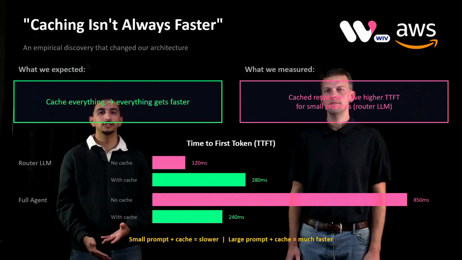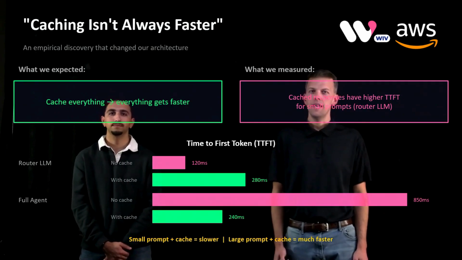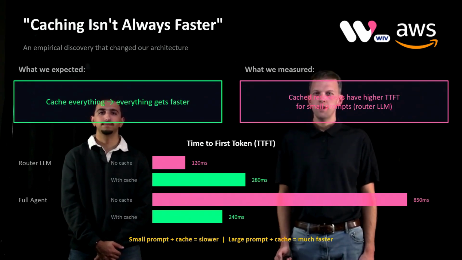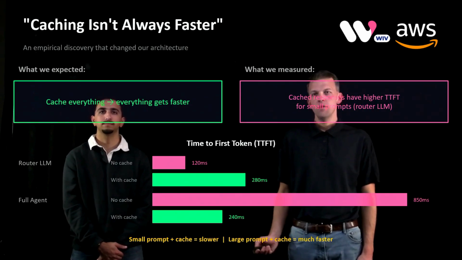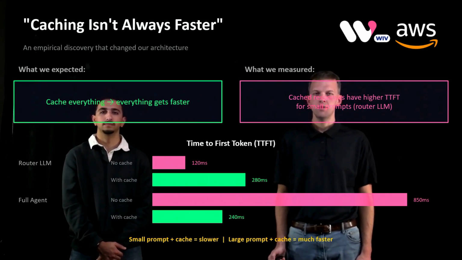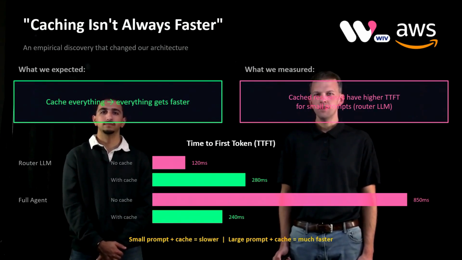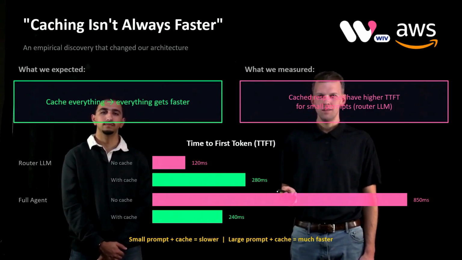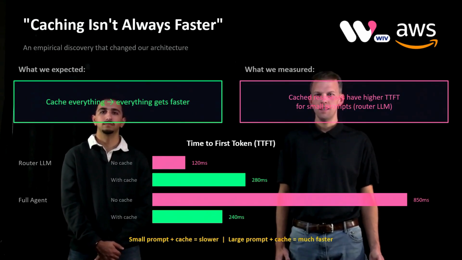I'd expect caching to always be faster, right? Well, that's what we thought would happen at first. You cache everything, and then everything gets faster. But once we measured it in production, we found the opposite was true for some parts of our system. For the router LLM, which uses a much smaller prompt, caching actually made performance worse. The time to first token went from about 120 milliseconds to 280 milliseconds with the cache. So the cache lookup overhead was actually outweighing the benefit.